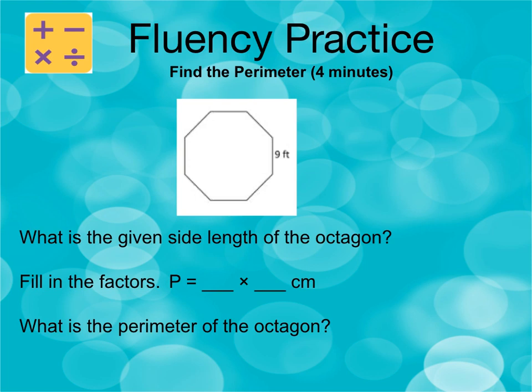Okay, what is the given side length of my octagon? Here's my given side length. Fill in the factors. P is equal to blank times blank cm. Go ahead and figure out your perimeter for my octagon. So my octagon has 8 sides and each side length is 9 feet. So I would take 8 times 9 is equal to 72. So my perimeter is equal to 72 feet.